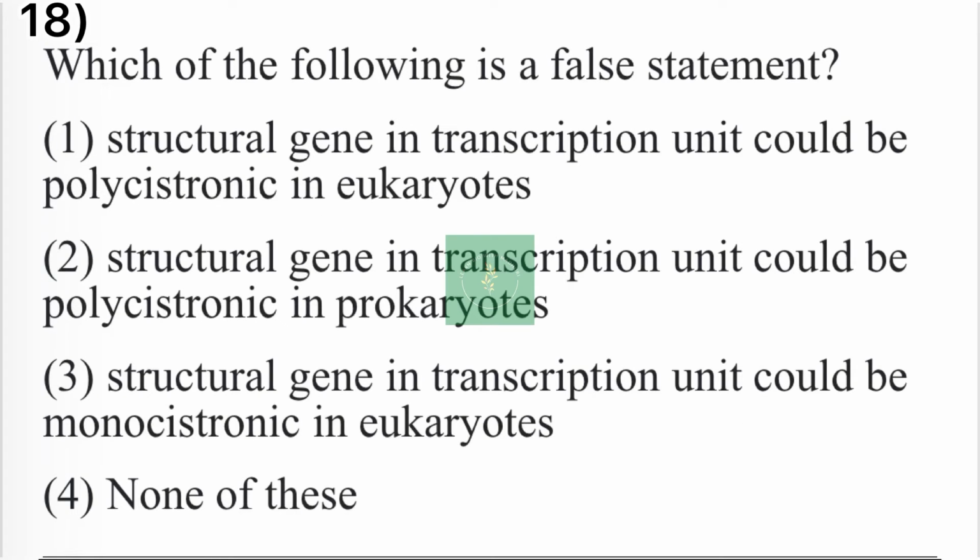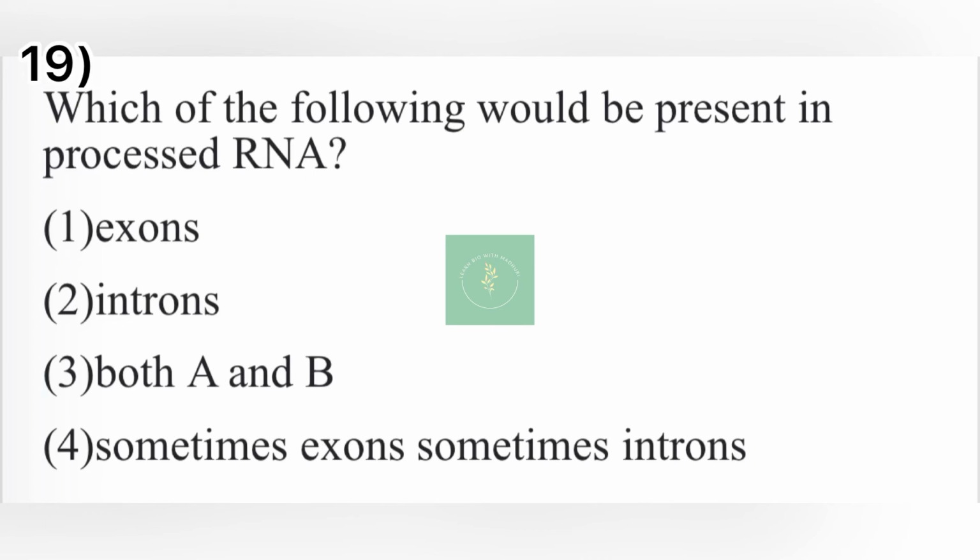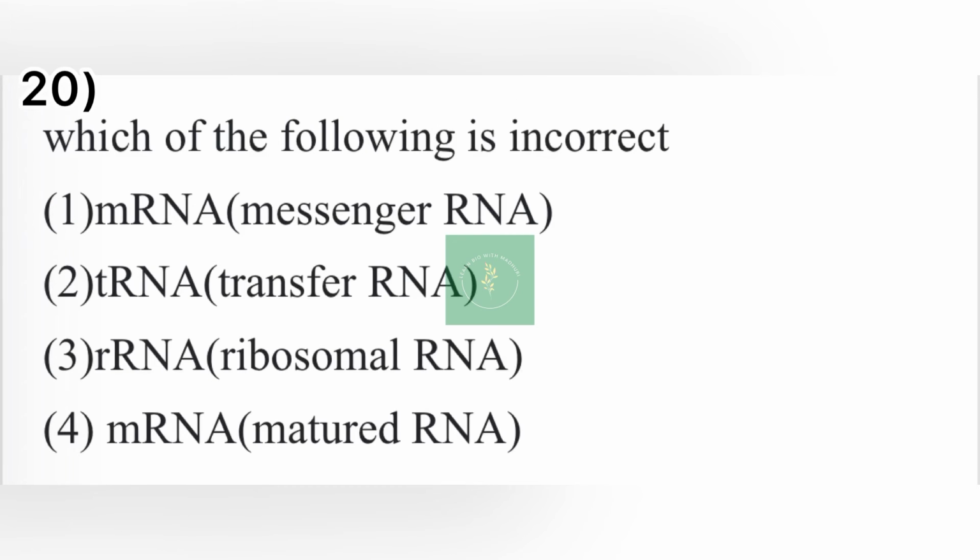Question number 18. Which of the following is a false statement? And the option will be 1. Structural gene in transcription unit could be polycistronic in eukaryotes, because polycistronic gene is only found in prokaryotes and lower organisms. Question number 19. Which of the following would be present in processed RNA? And the option is 1. Exons. Question number 20. Which of the following is incorrect? And the option is 4. mRNA, which is not matured RNA.